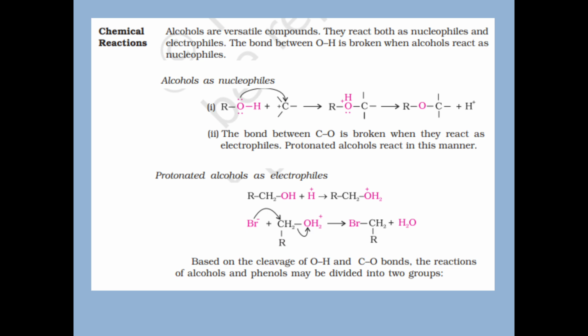Chemical reactions. When alcohol acts as a nucleophile and attacks the carbocation, it forms ether. When the alcoholic OH group is protonated with hydracids like HBr, the OH group will be expelled as water and bromide will attack the carbocation to form the alkyl bromide here.